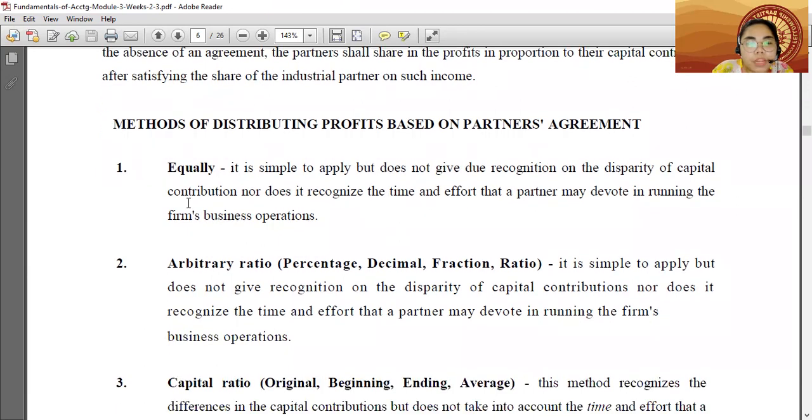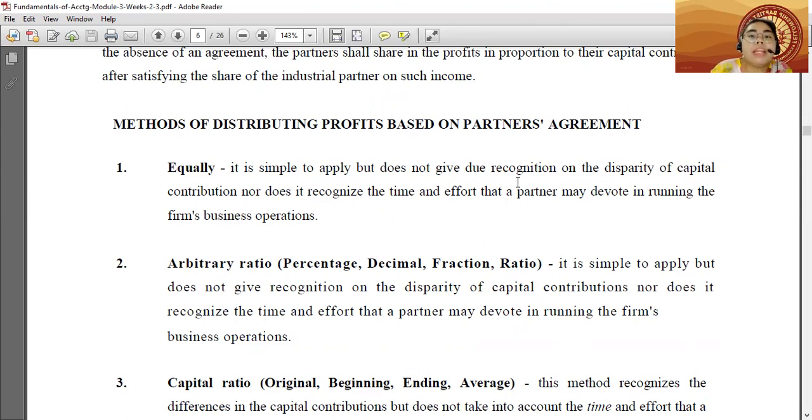So we have number one, equally. It is simple to apply but does not give due recognition to the disparity of capital. Equally, class, for example, four of you. Some contributed a little, some contributed a lot, but as to the method of distributing profits, whether there is a gain or a loss, you share equally.